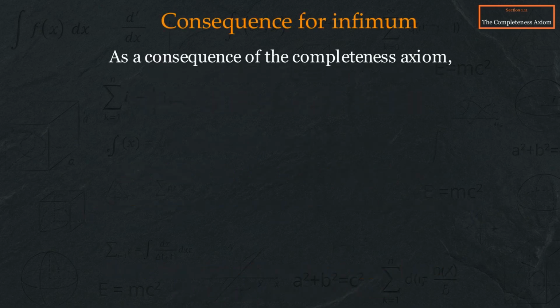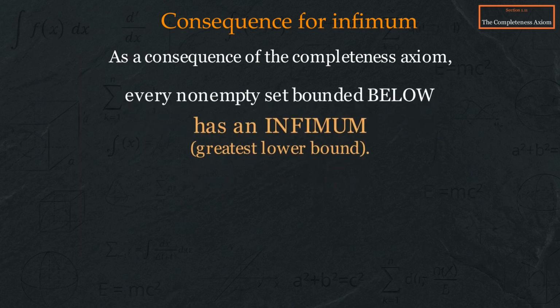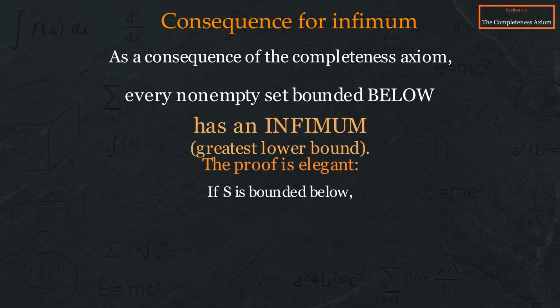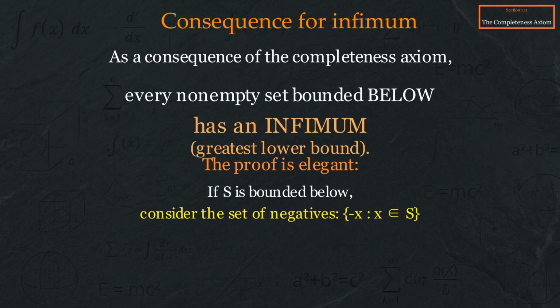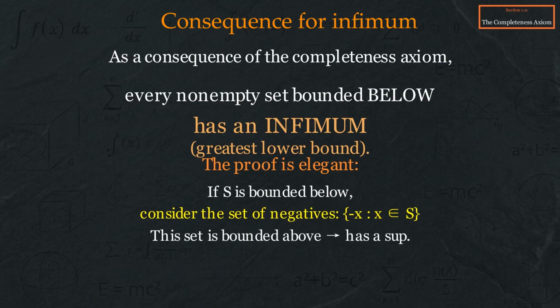Consequence for infimum. As a consequence of the completeness axiom, it follows that every non-empty set of real numbers which is bounded below has an infimum, a greatest lower bound. The proof is elegant. If S is bounded below, consider the set of all negatives of elements in S. This new set is bounded above, so by the completeness axiom it has a supremum. The negative of that supremum is the infimum of the original set S.